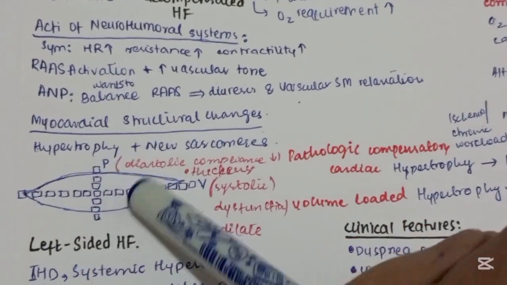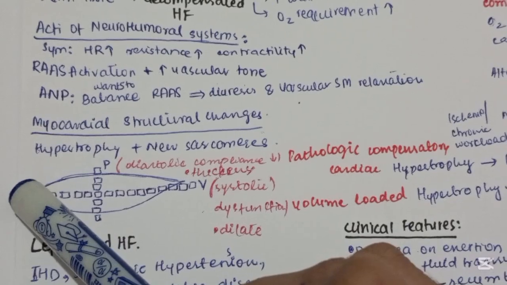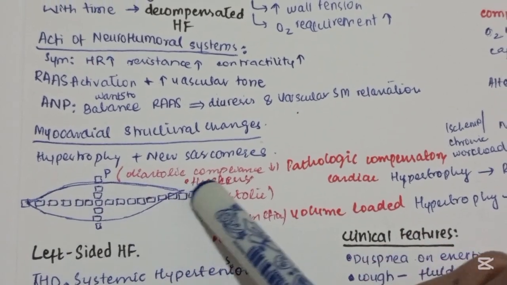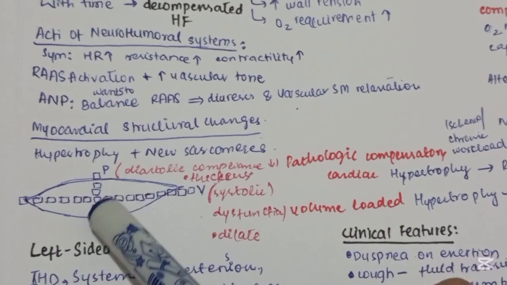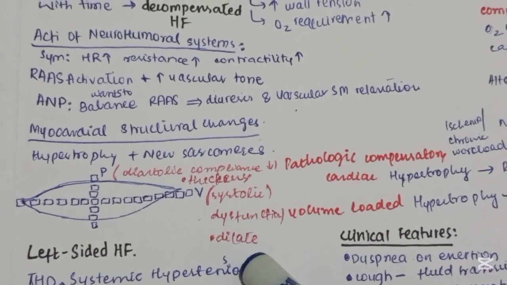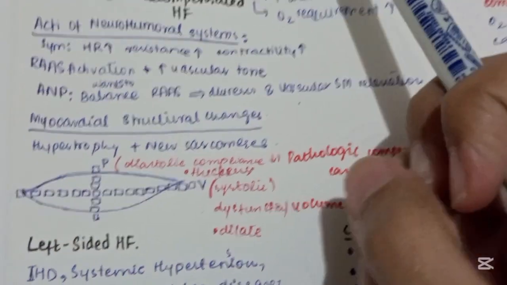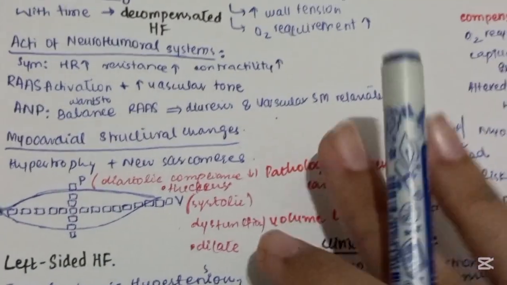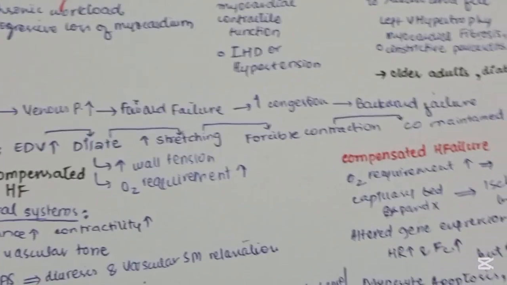And next, if there is volume overload, then the new sarcomeres are added in this direction and the muscle will increase in length. And as a result of increase in length, there will be systolic dysfunction. The muscle will not be able to contract properly and actually lead to dilation of heart. So that's all about heart failure.